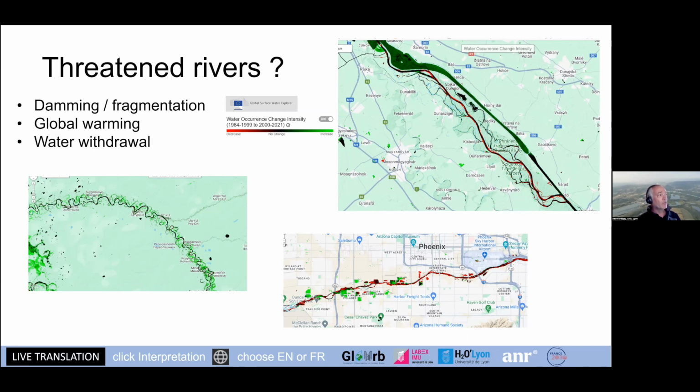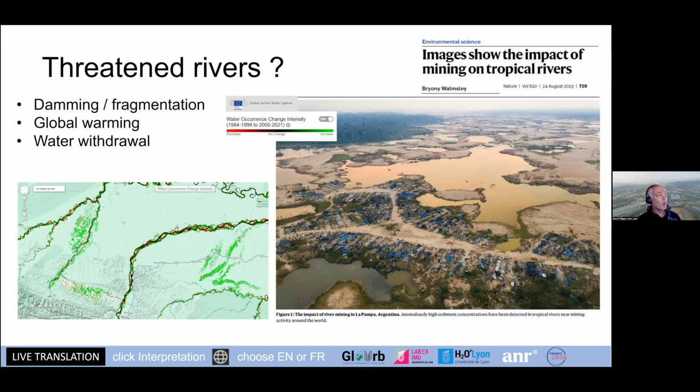We can look at other phenomena such as global warming or global change, water increase, evaporation, water withdrawal. You can see in Phoenix, Arizona, the river has less and less water through the urban zone. There are several green spots which correspond to the advent of water surfaces, which are extraction zones. Then on the left of the screen, you see the Russian plains, where we can see that the alluvial river has more and more water, which corresponds to hydroclimatic changes taking place.